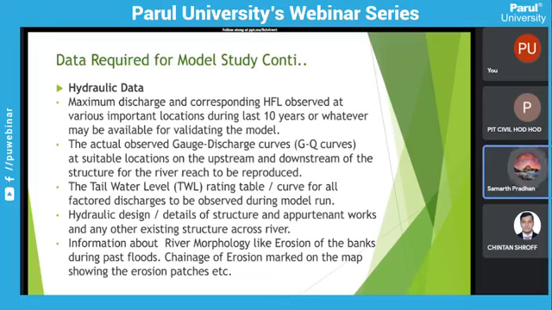Then information about river morphology, like erosion of the bank during past floods, and change of erosion marked on the map showing the erosion patches, etc. So this is also required. So these are the data required for the model study.